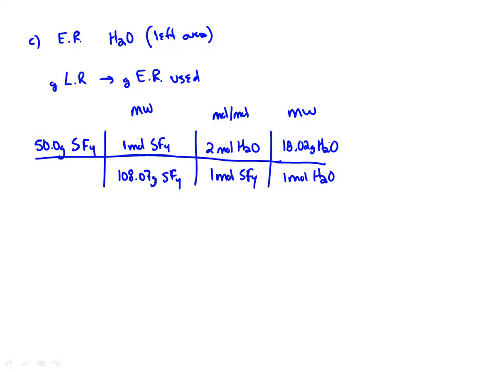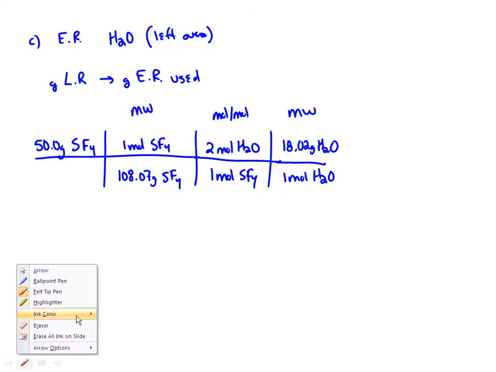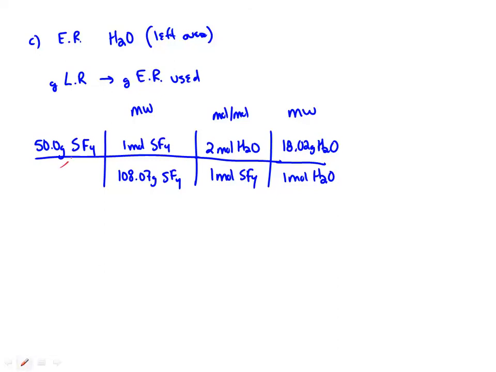I haven't been showing this, but I really should point it out. Notice that to make sure you're doing things right, all your units should cancel out. And if they don't cancel out, then you're doing something wrong. You've flipped a mole-to-mole ratio or you've flipped a molecular weight. So double check by canceling your units.